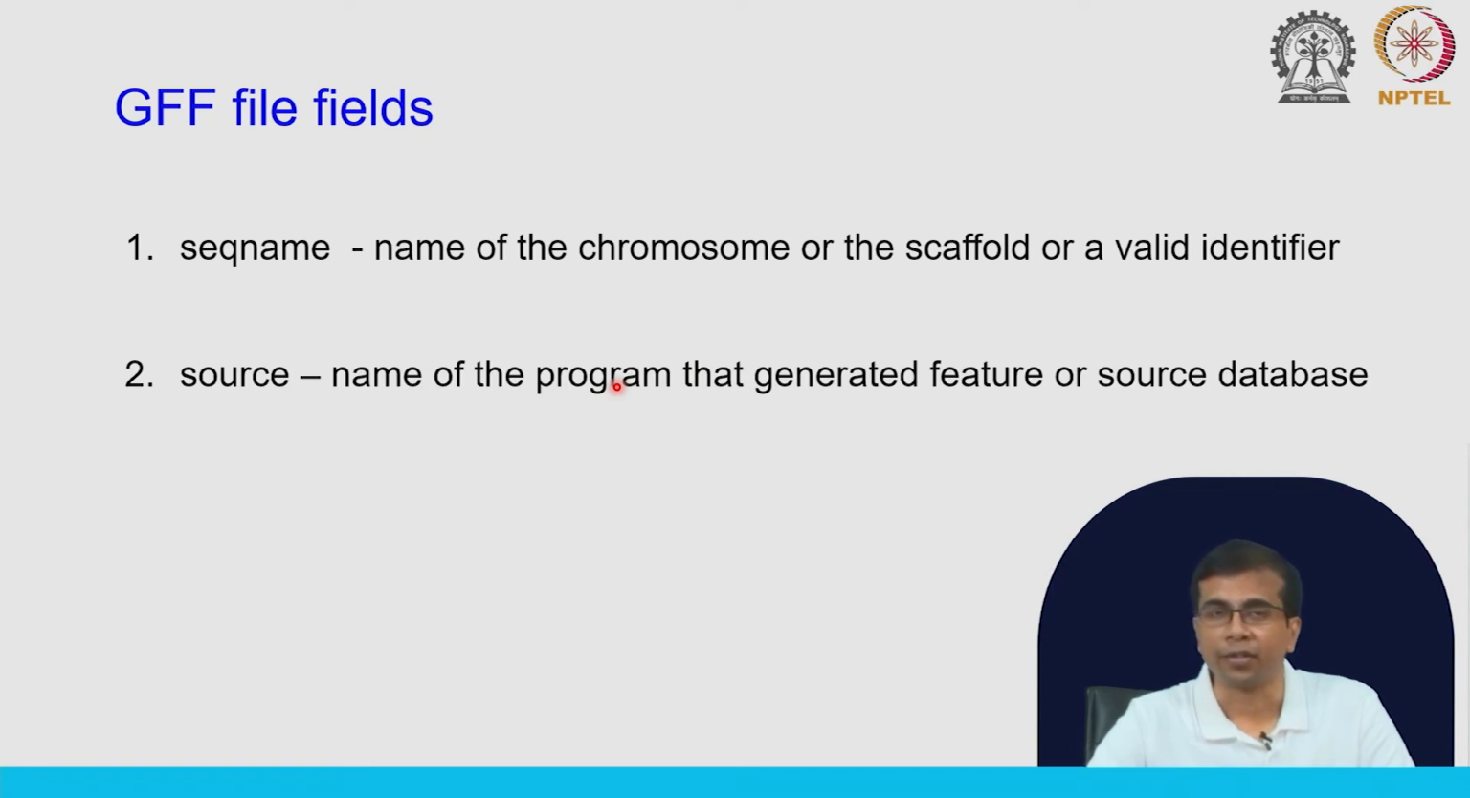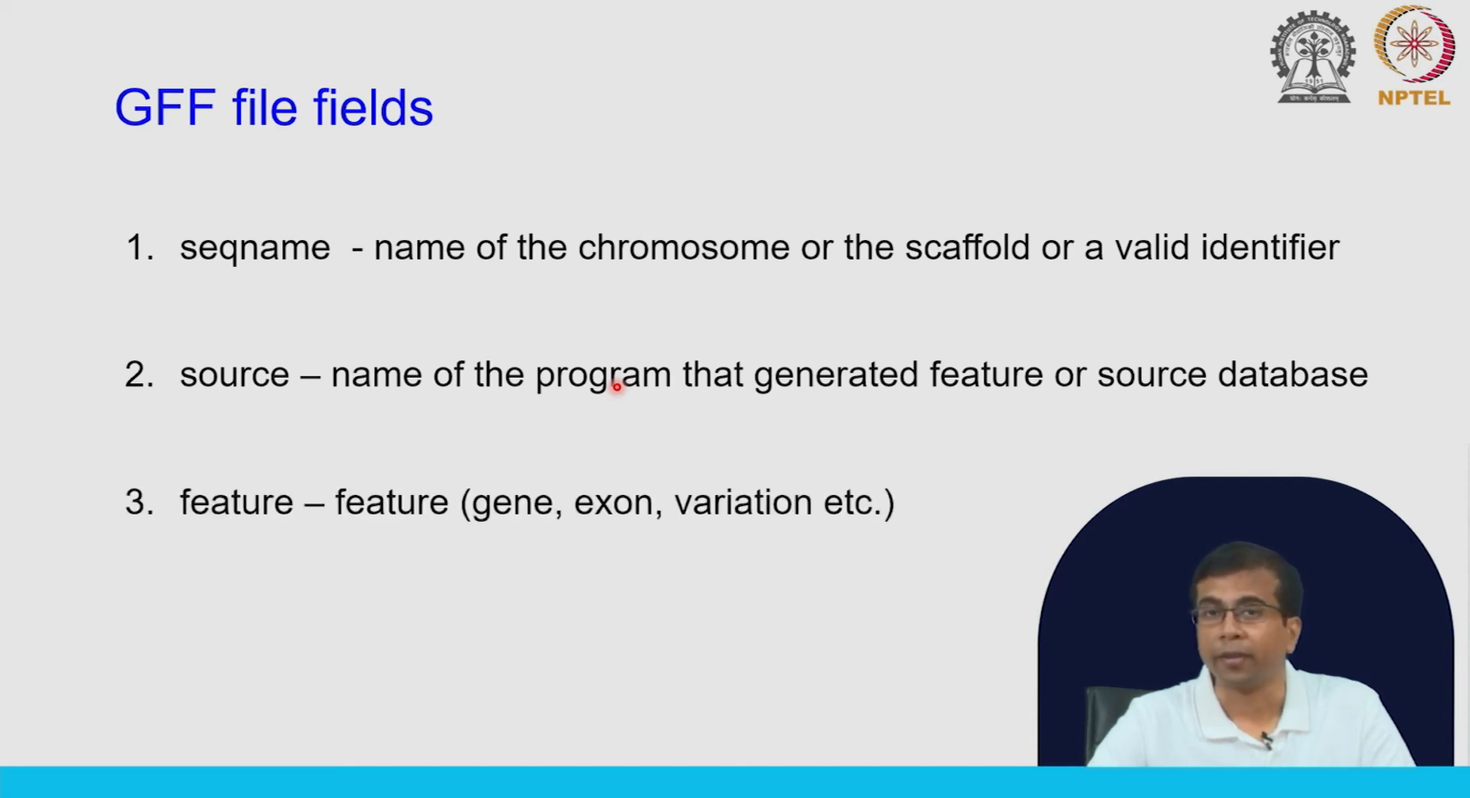Then the second field is the source. This is the name of the program that generated that feature or the source database. Here in the example, it is the RefSeq database, from which we obtained the GFF file. The third one is very important, the feature itself. What is this feature we are talking about? Is it a gene? Is it an exon? Is it a variation? What type of feature are we looking at? We will look at the example again and you will probably understand this better.